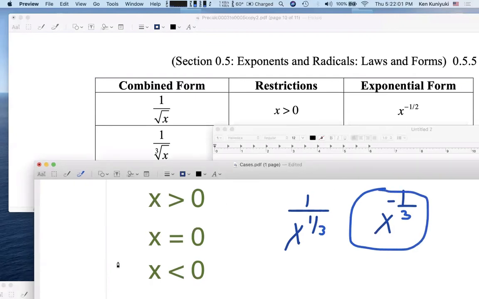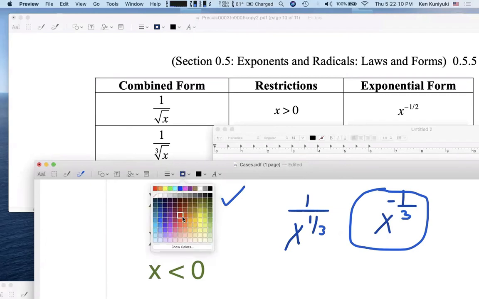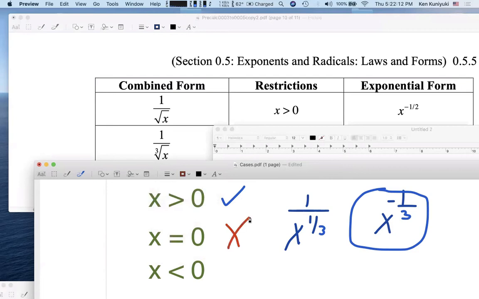Okay, well, here are the various possible values of x. Okay, can x be positive? Not a problem. Can x be 0? Well, then you're going to be dividing by 0 in the end. That's no good. Right. Can x be negative? Actually, the cube root of a negative number is negative. That's okay.